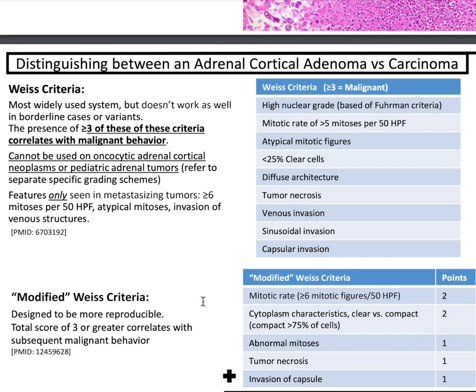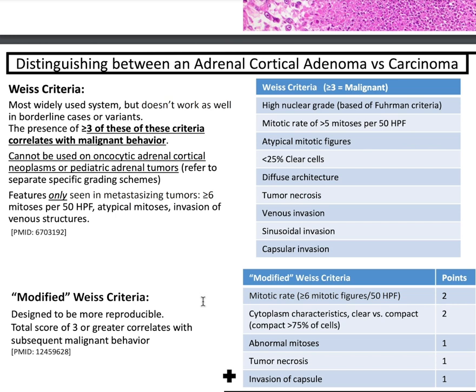To distinguish between an adrenocortical adenoma versus carcinoma, we use the Weiss criteria, and greater than or equal to 3 of these criteria correlates with malignant behavior. You cannot use these criteria for oncocytic adrenocortical neoplasms or pediatric adrenal tumors. Features only seen in metastasizing tumors are greater than or equal to 6 mitoses per 50 high power fields, atypical mitoses, or invasion of venous structures.